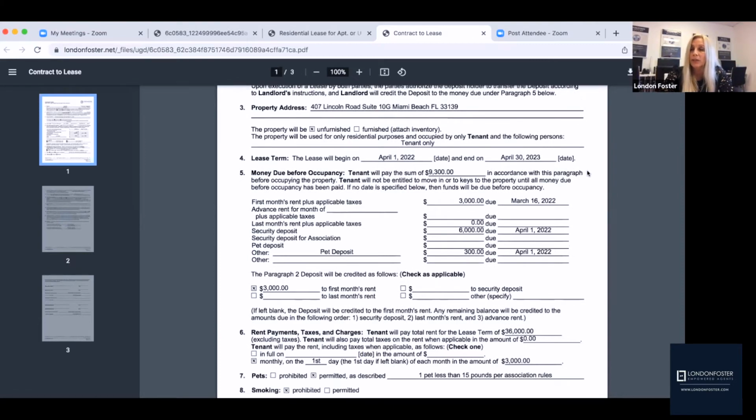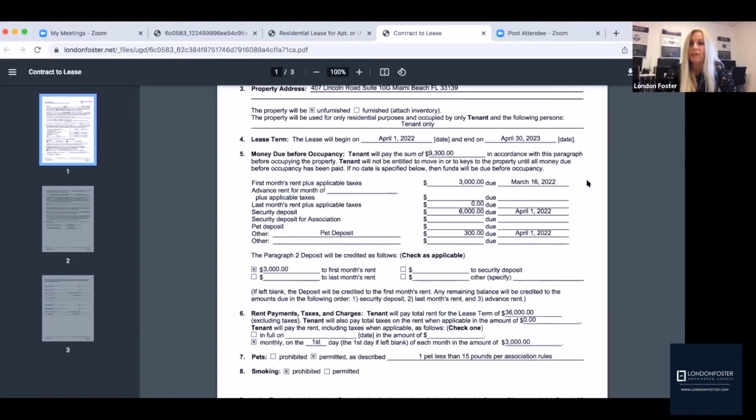In this case, we're going to use April 1st, 2022, and it ends on April 30th. It's a 1-year lease and ends on April 30th, 2023. So make sure those dates correspond. And again, check with your calendar for the move-in date and with the building rules to make sure that those dates correspond and it's okay for that client to take possession on that date.